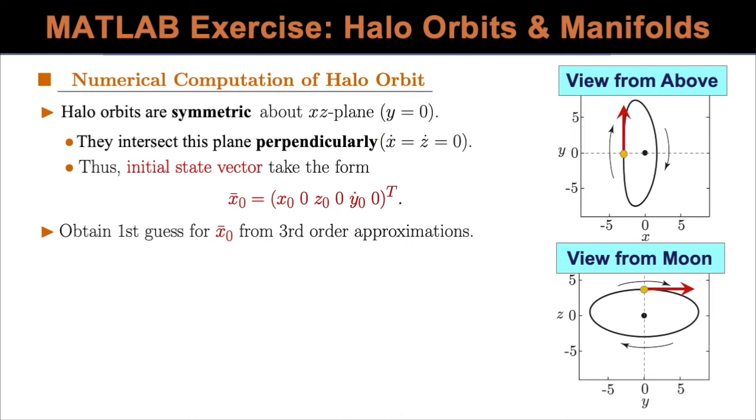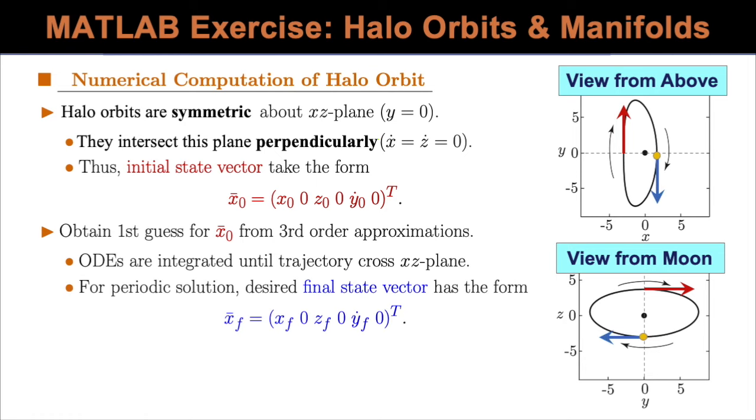I don't know if you saw that, it was pretty cool. You integrate the ODEs till they cross this XZ plane again. And to be a real periodic orbit, they have to cross perpendicularly. So for a periodic solution, because of the symmetry of halo orbits, the final state vector has to have this form, where when it hits here, it's got a value of x, z, but no y, y is zero. And then the only velocity component is y.